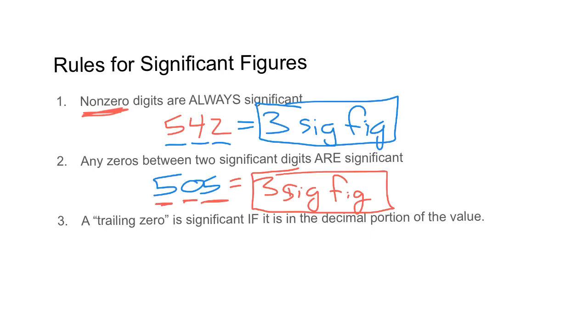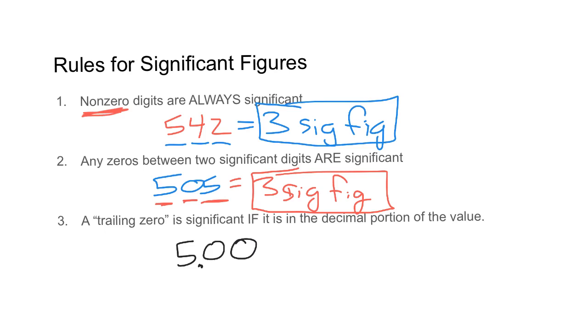If I have something like a trailing 0, so this would be something like a trailing zero, 500. Those two zeros are trailing. Now, we're going to get to a rule on the next slide that says that these two zeros are not significant, but this rule is saying it is significant if it is after a decimal portion of the value.